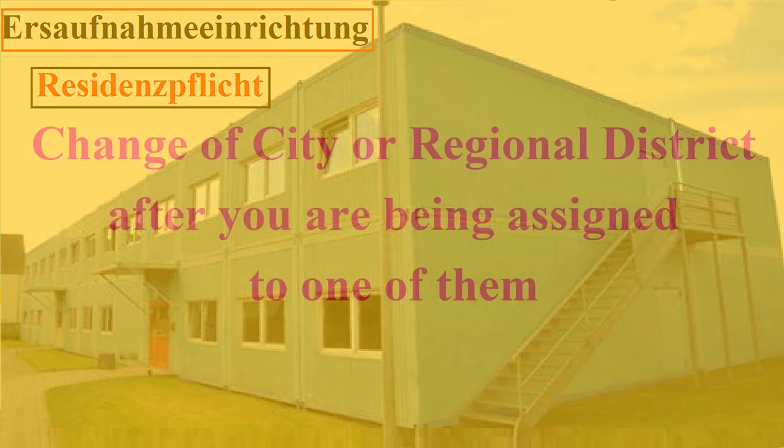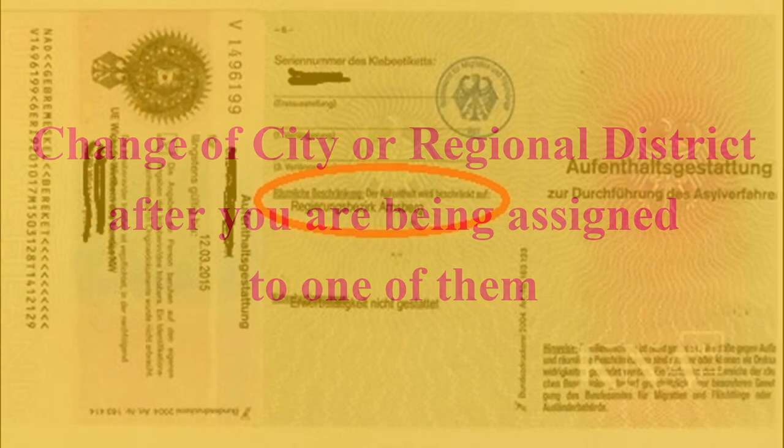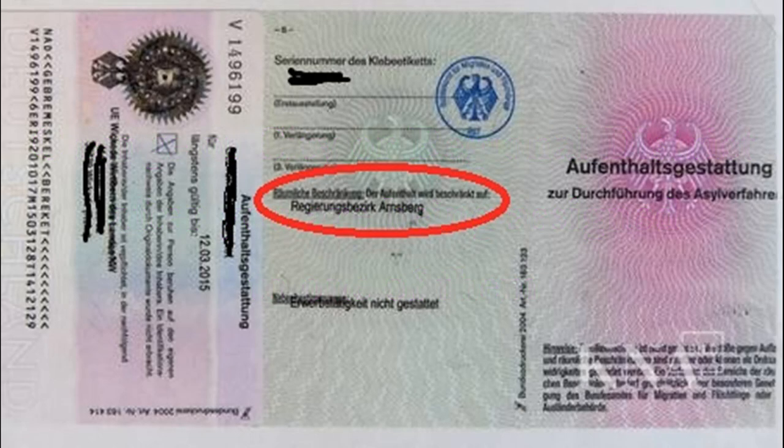If you're being assigned to a city or regional district and you still get financial support for your living expenses from the social welfare office, which in German is called Sozialamt, you're usually obligated to live in the same city or regional district. In your temporary residence permit, which in German is called Aufenthaltsgestattung, it is also usually written that your residence is restricted to your city or regional district.